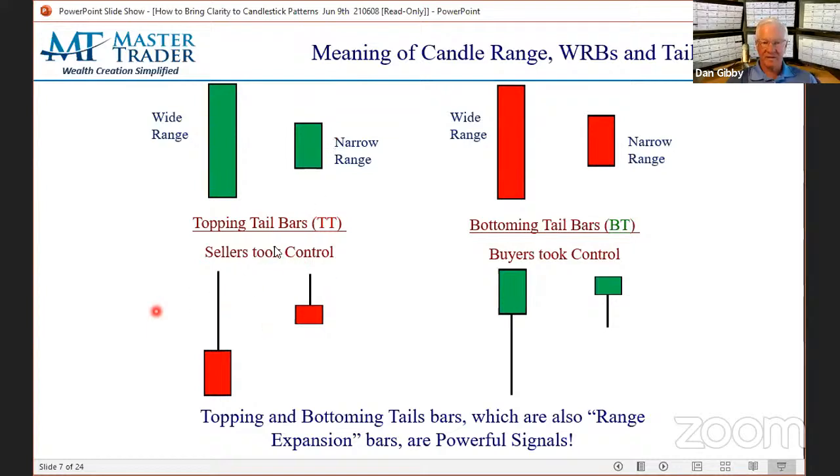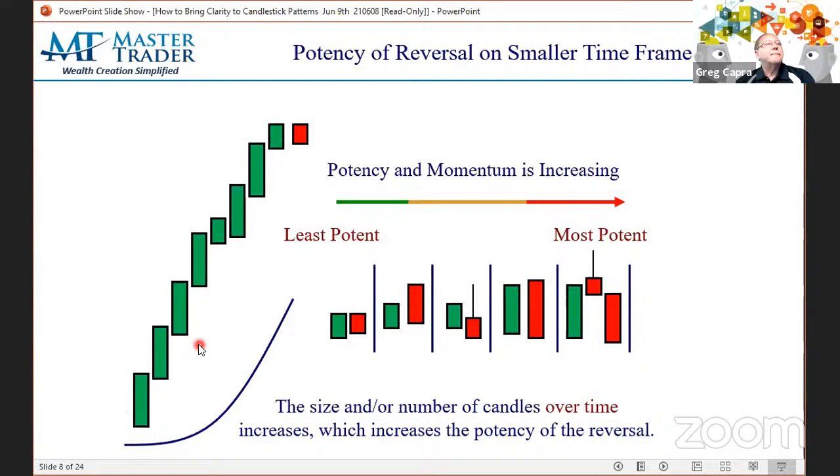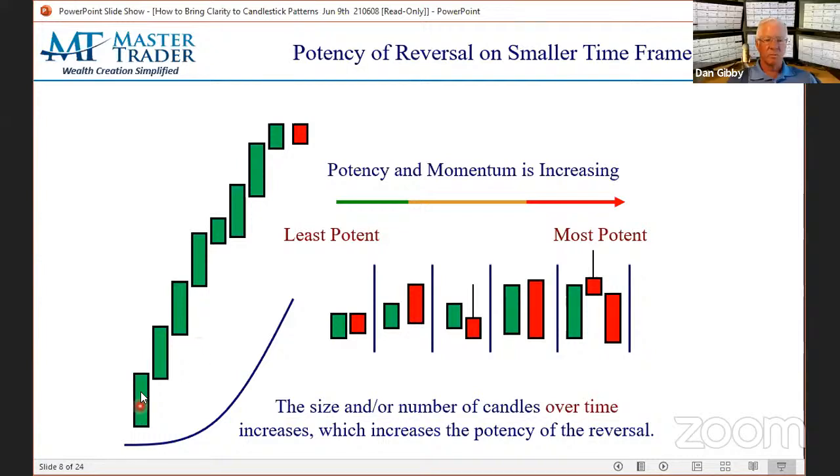Whenever you see these tails, just as I explained in the last slide, that means sellers are starting to take control because the bulls were in control and they got whacked. This one, not only did they get whacked to the starting line, the bears won before the bar closed. This is a concept Greg was talking about this morning. So the bulls are in total control here.